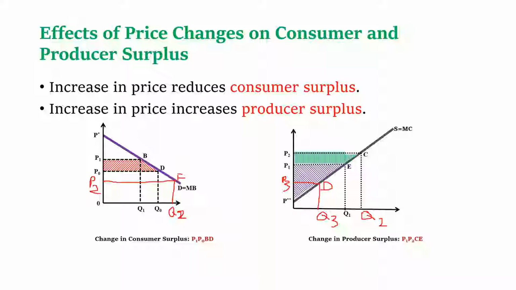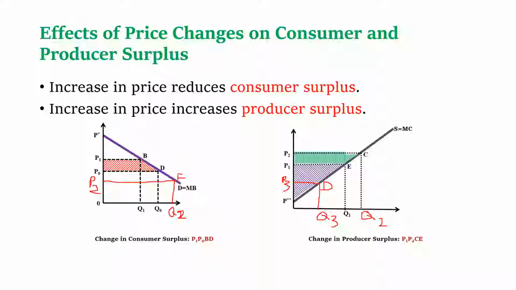An increase in price will make consumers worse off and then producers or sellers better off. The producers or the sellers are better off because of the rise in producer surplus. The consumers are worse off because of the fall in consumer surplus. So the rise in price will lead to a loss in welfare by the consumer and a gain in welfare by the producer.